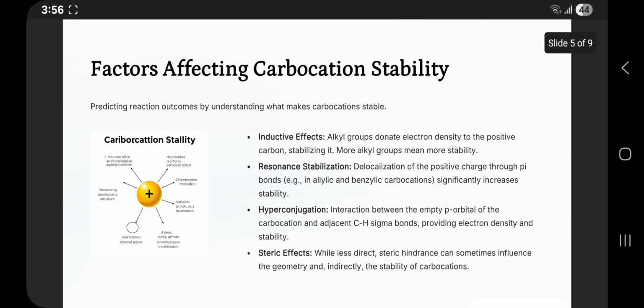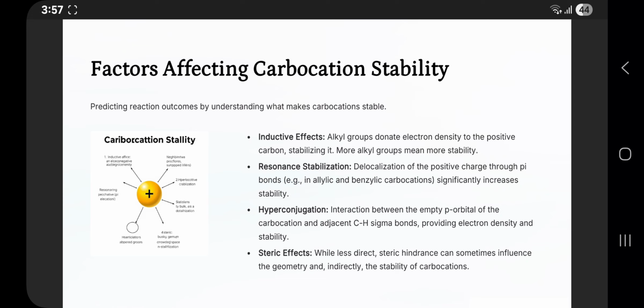Now, next, factors affecting carbocation stability. So many factors affect their stability. Inductive effect: alkyl groups donate electron density to the positive carbon, stabilizing it. More alkyl groups mean more stability.